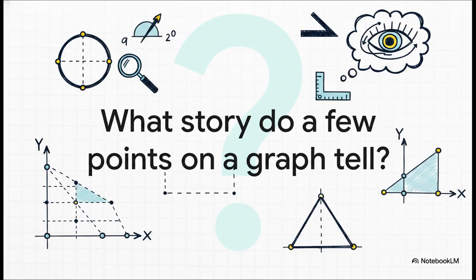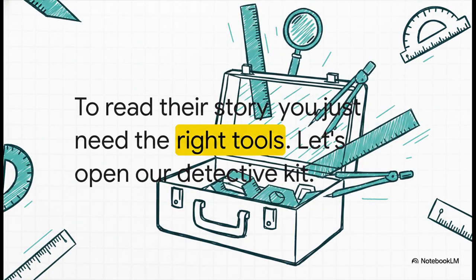Well, it turns out they can tell you just about everything about a shape's size, its angles, and its real identity. From a basic circle all the way to a complex quadrilateral. The coordinates are the clues, and we're here to piece them all together. And to read that story, you just need the right set of tools.